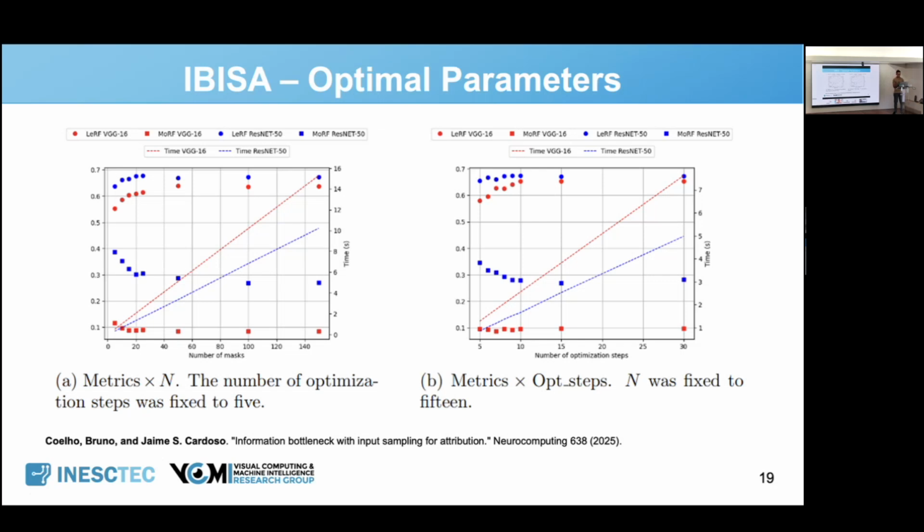And another thing is that even though we are using CNNs because we want to compare with the previous methods, this could also be applied to vision transformers because we are only operating on the input.